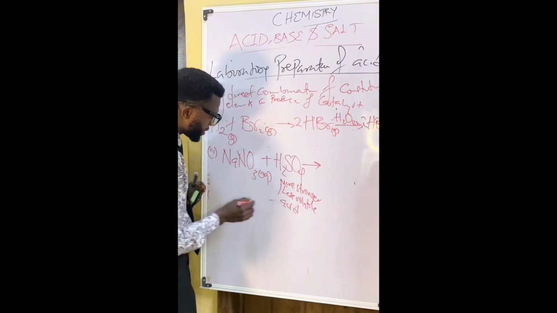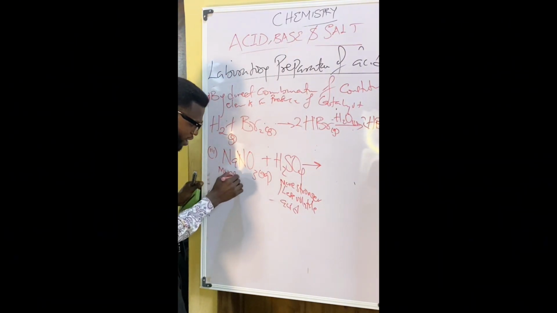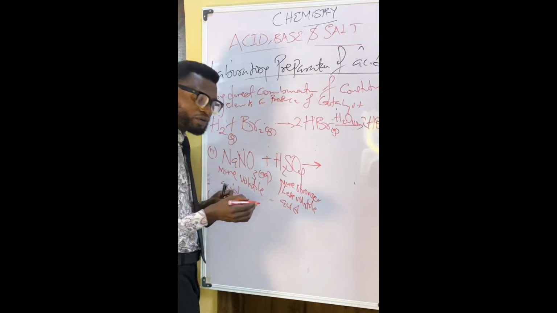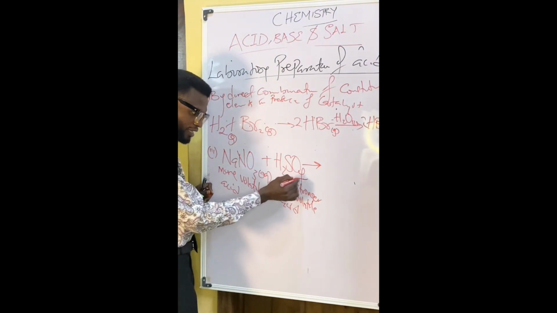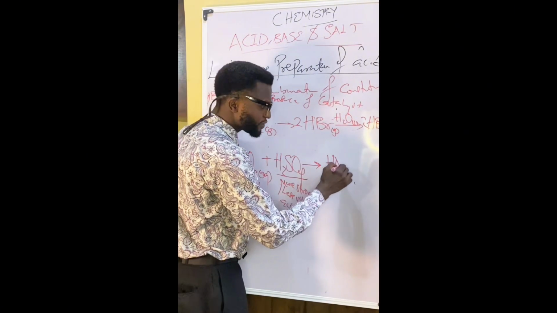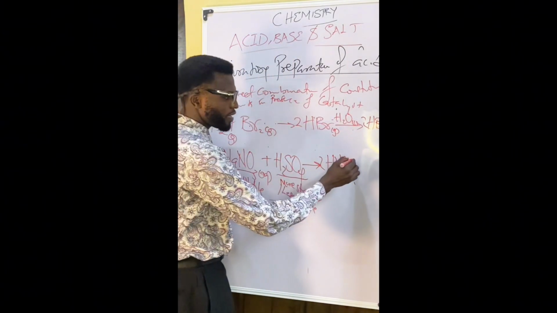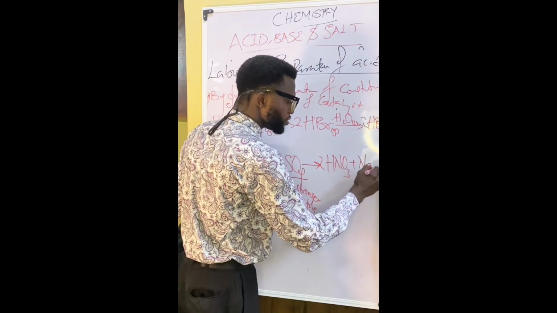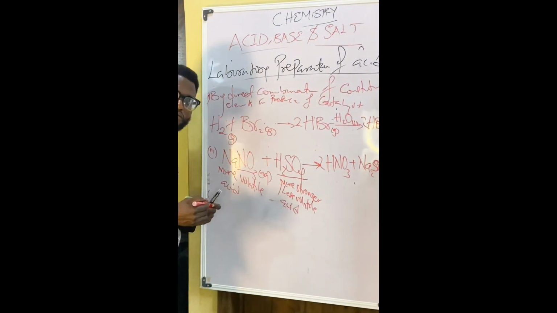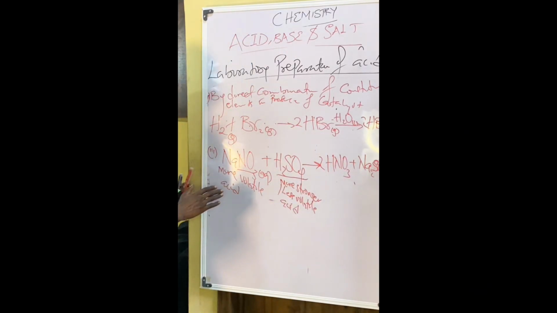acid. And this is a more volatile acid. So what happens here is tetraoxosulfuric acid will displace trioxonitrate 5 as trioxonitrate 5 acid. Balance the equation, and then we have here sodium tetraoxosulfate 6.